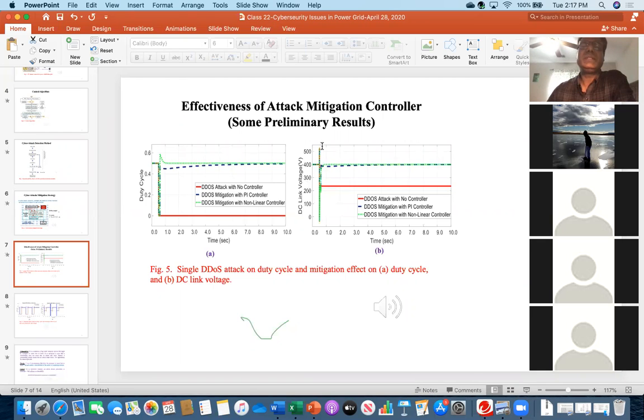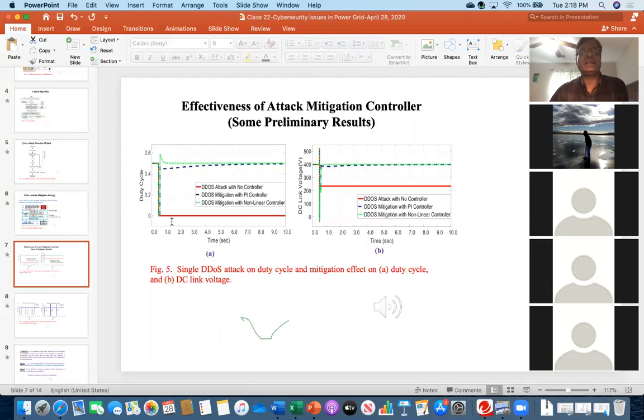Now, everybody see that although there is some sort of spike here, some sort of hiccup or oscillation here, from 2 seconds or 3 seconds, you can say the voltage properly returned back to the original value, the steady state value. So in this case, if you see the caption, I mentioned single DDoS attack on duty cycle and the mitigation effect on duty cycle and DC link.